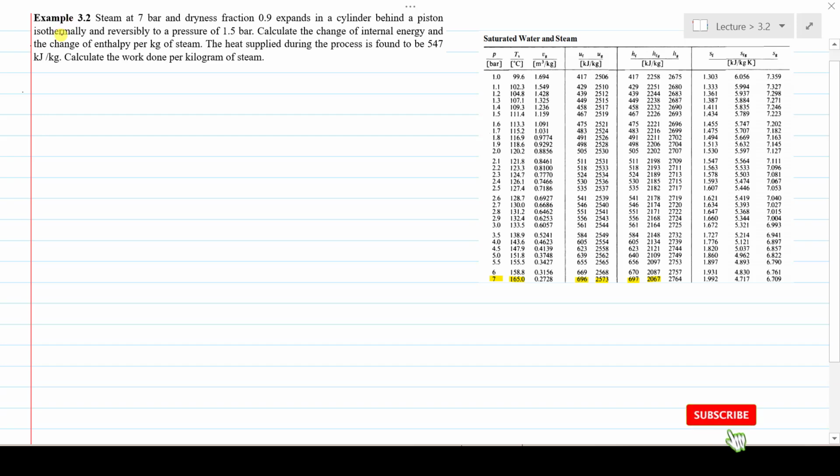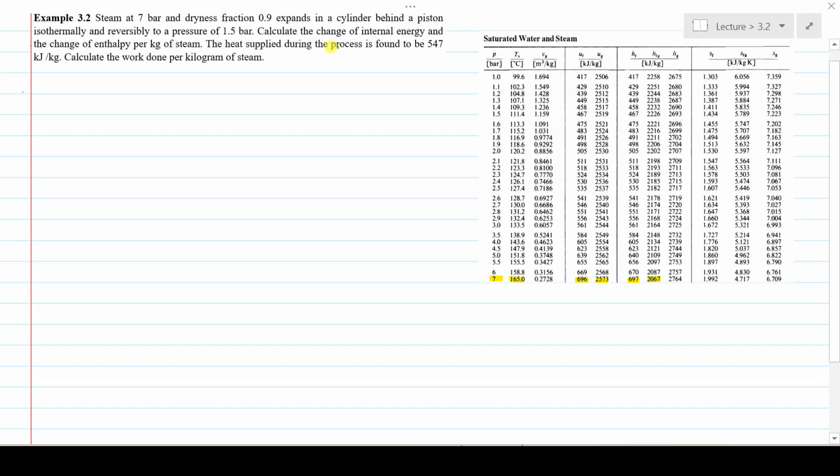Hi everyone, in this video we'll solve example 3.2 from the book Applied Thermodynamics by McConkey, from chapter 3. Here is the statement: steam at 7 bar and dryness fraction 0.9 expands in a cylinder behind a piston isothermally and reversibly to a pressure of 1.5 bar. Calculate the change of internal energy and the change of enthalpy per kg of steam.